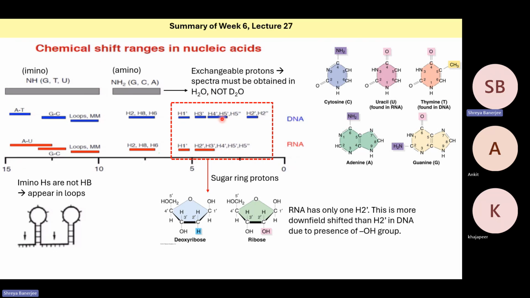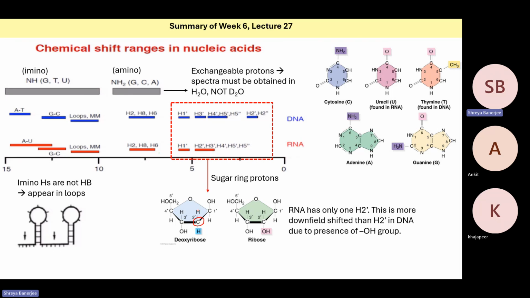DNA here is shown in blue and RNA is shown in red. In DNA you have a deoxyribose sugar, and in RNA you have a ribose sugar. Protons 1 prime, 2 prime, 3 prime, 4 prime, and 5 prime are all part of this sugar, and they appear in this range, from around 2 to around 6.5 ppm. The difference between DNA and RNA is mainly at this 2 prime position. In DNA, the 2 prime position has two protons.